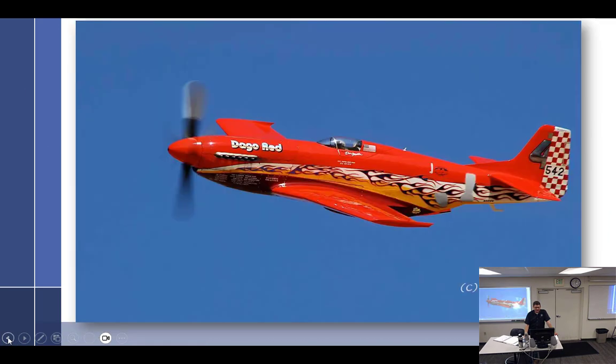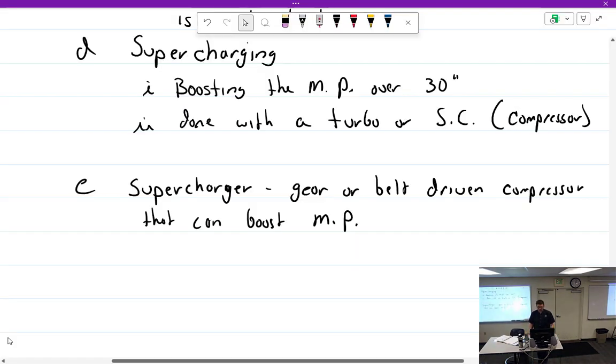Still below. All right, I threw in the supercharger. So it's belt driven or gear driven. Let's see.